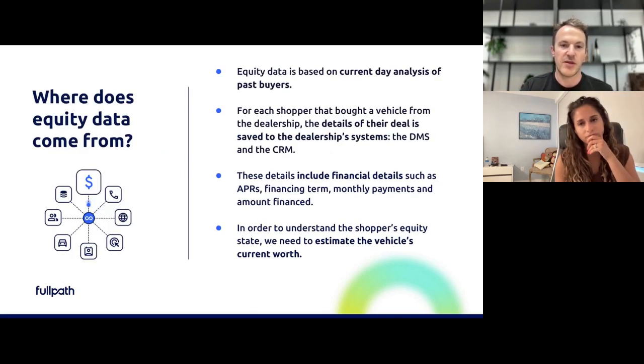Equity data is based on analysis of past buyers. For every shopper that bought a vehicle from your dealership, the details of that deal are saved to your systems, to the DMS, and that is synced to the CRM. These details can include APRs, financing terms, monthly payments, and the amount financed on the car. In order to understand the equity state, we need to understand the car's worth. And we use external providers such as KBB to give us that value.